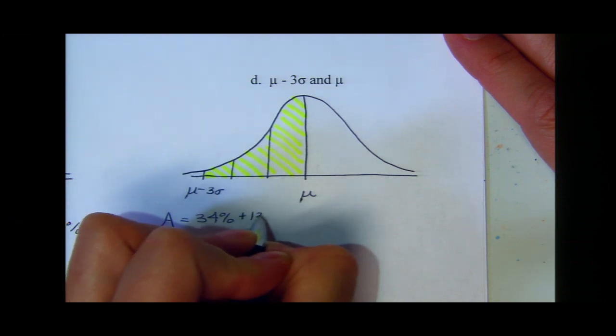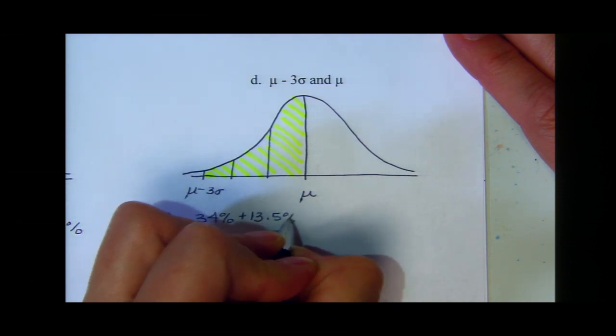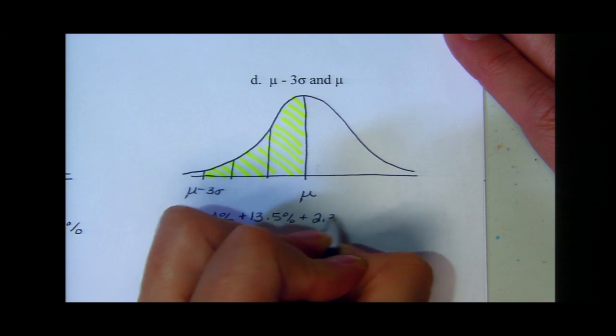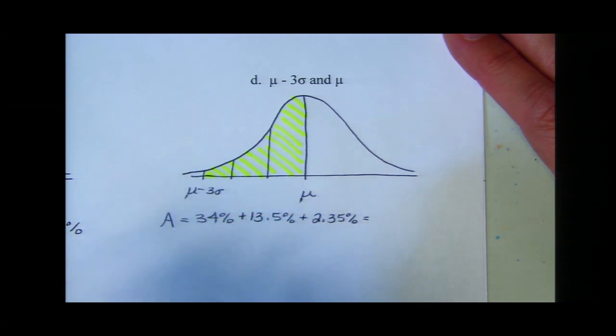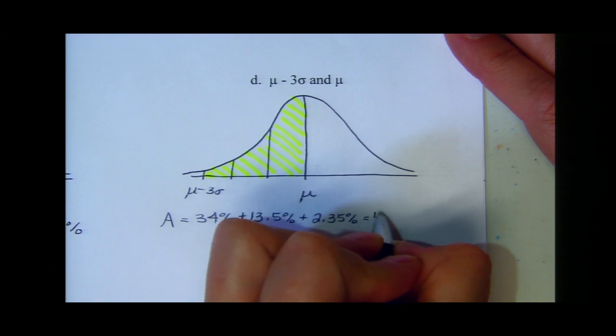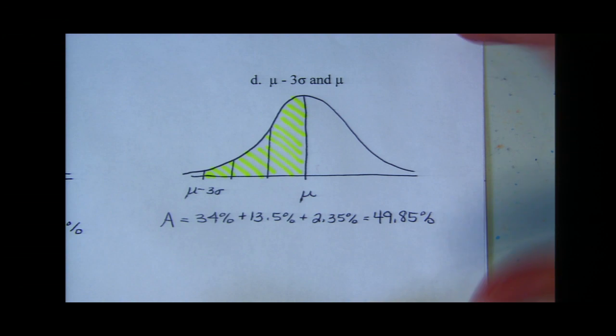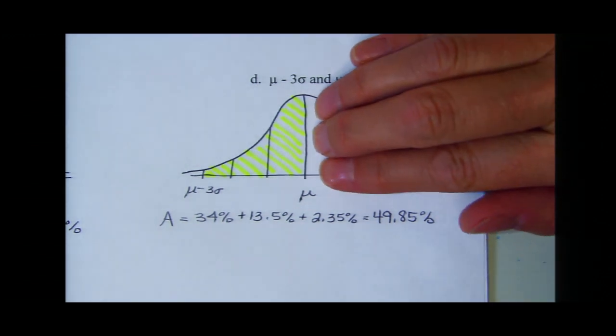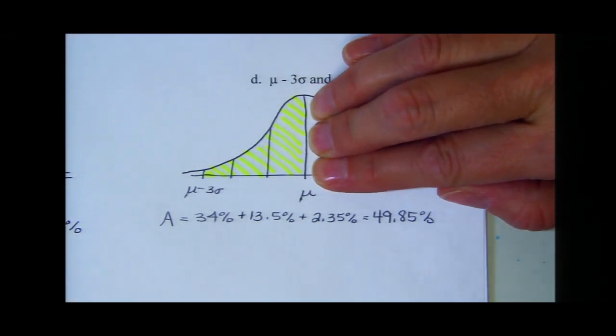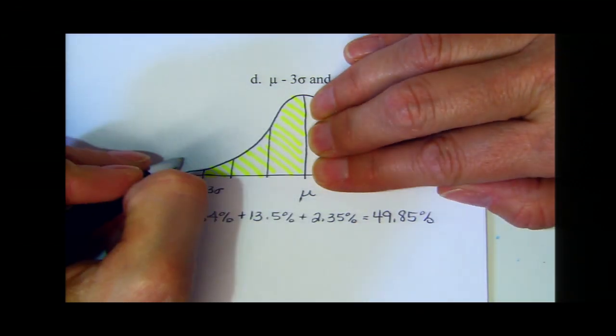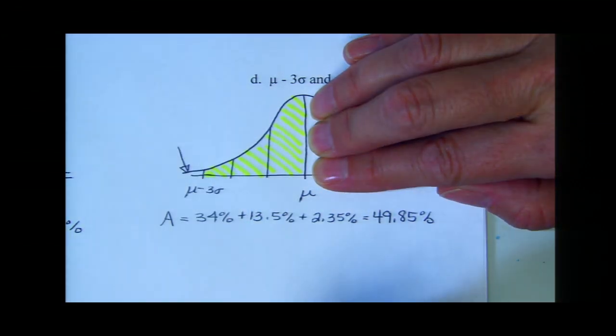34% plus 13.5% plus 2.35%, which gives us 49.85%. And that's correct. You would get full credit, you would have done it correctly. But I always also ask my students, do you see another way in which you could have gotten the same correct answer? Well, one way is, if you'll notice, the left half is completely shaded in except for this tail.